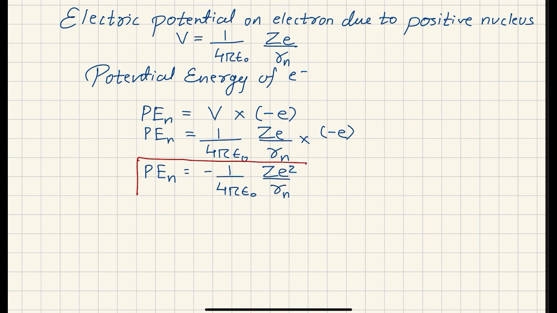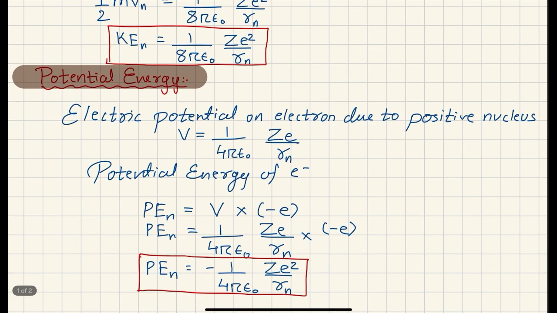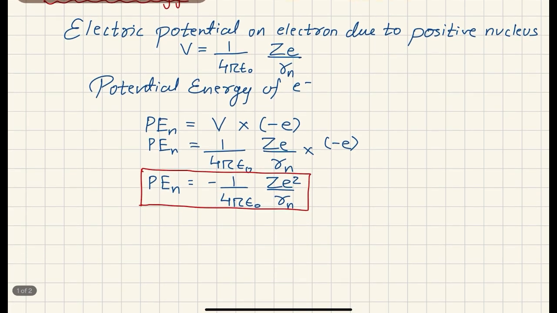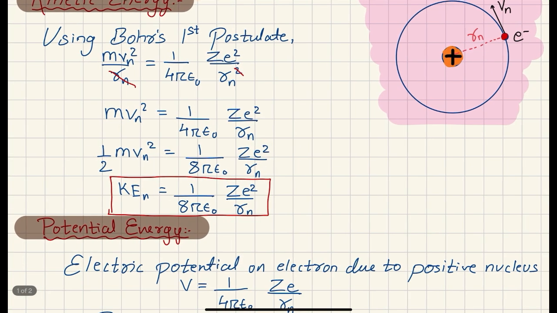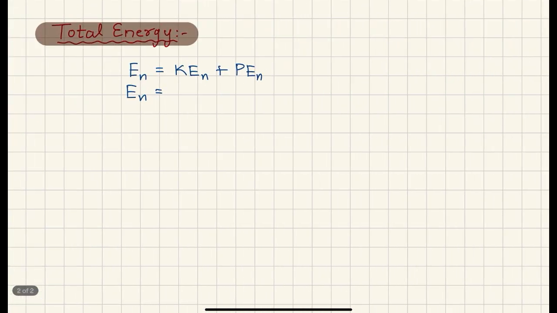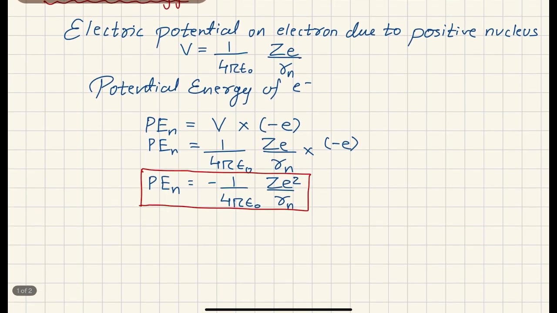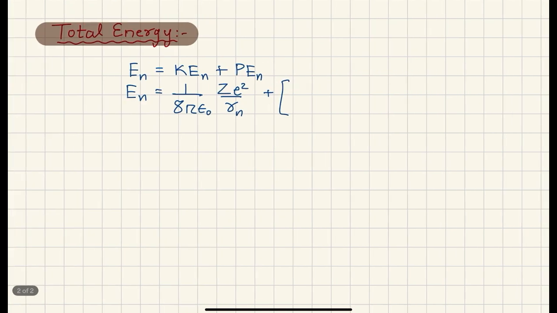So, my friends, we have this potential energy of the electron. Now that I have derived both the kinetic energy as well as the potential energy, I can get the expression for the total energy. Say total energy, if I represent En, will be equal to the sum of the kinetic energy and the potential energy. What did we get the kinetic energy as? Kinetic energy is 1 over 8 pi epsilon naught Z e square over rn, plus my potential energy that is minus 1 over 4 pi epsilon naught Z e square over rn, right?